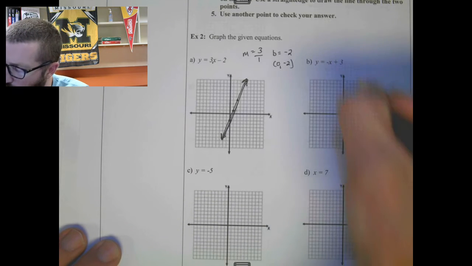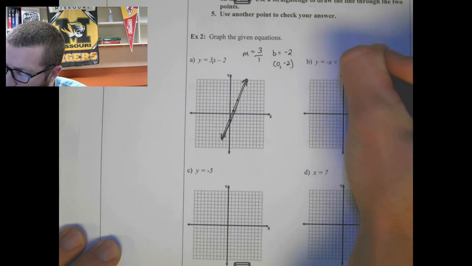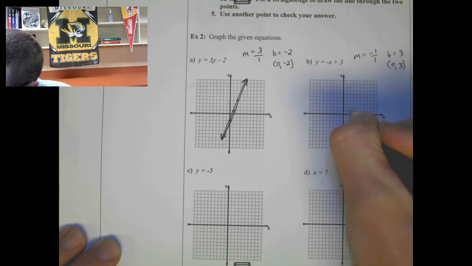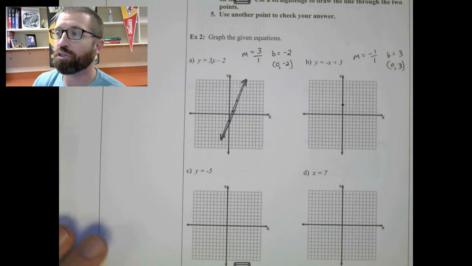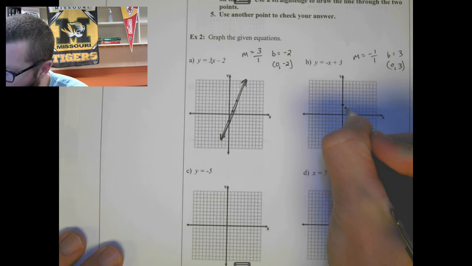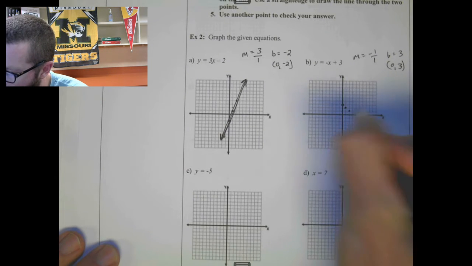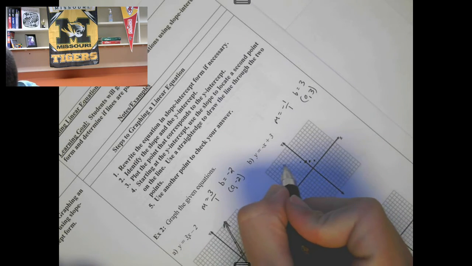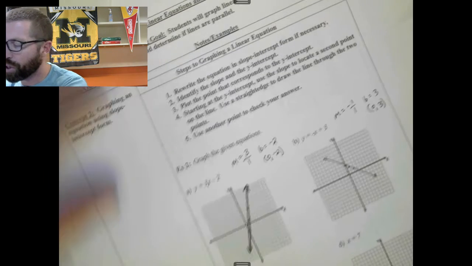Okay, on the next one, my slope is negative 1, or negative 1 over 1, and my y-intercept is 3, so that's the point (0, 3). So start at the y-intercept. Start at 3. It's very important to use that as a starting point, and then count down 1 over 1. So down 1, right 1 would be negative. Also, you could go up 1, left 1, which is the same thing. Let's see if I can draw this one a little better. And then draw your line.